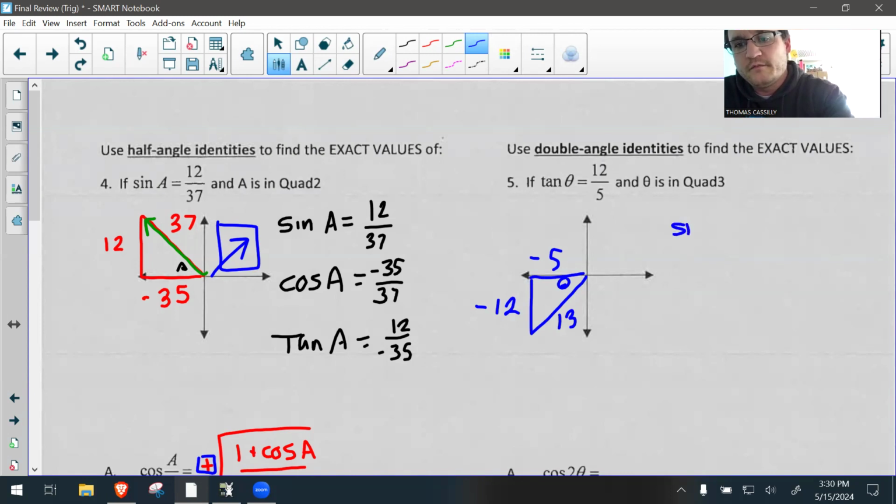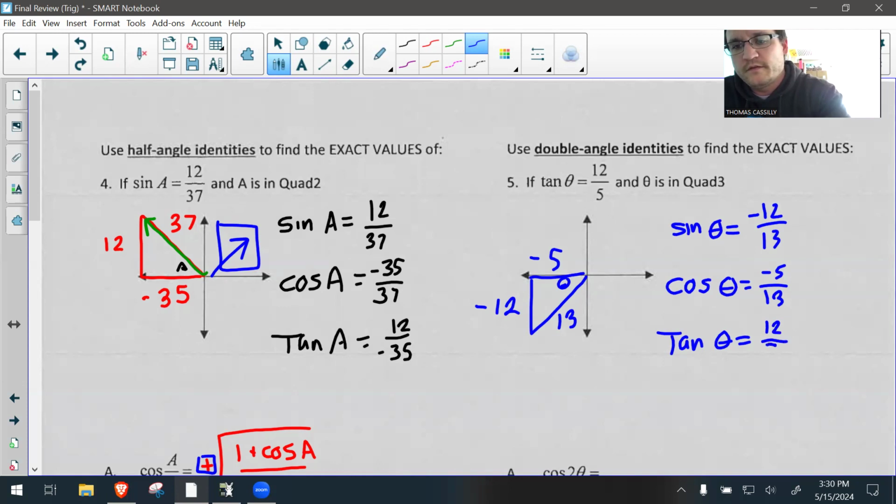So the sine of theta is equal to negative 12/13, right? The cosine of theta here is equal to negative 5/13. And the last one, your tangent of theta, is equal to, well, we already had that one given to us. It's 12/5. And they want us to find all the other ones.